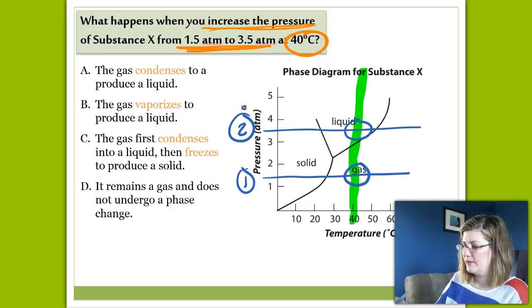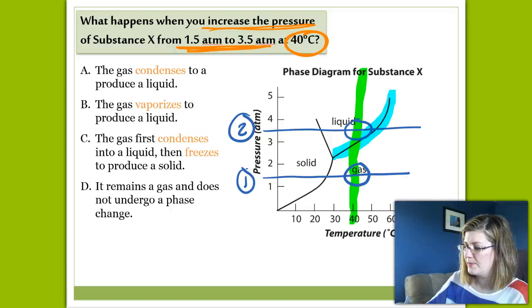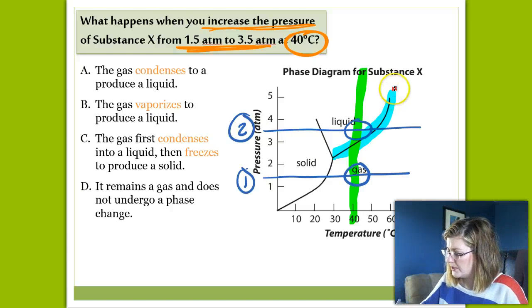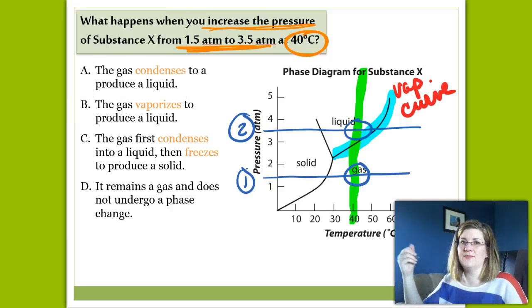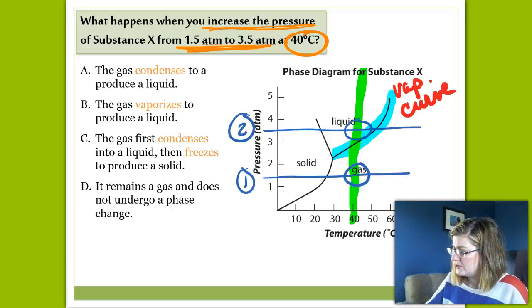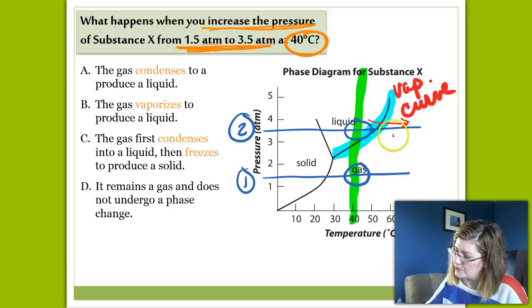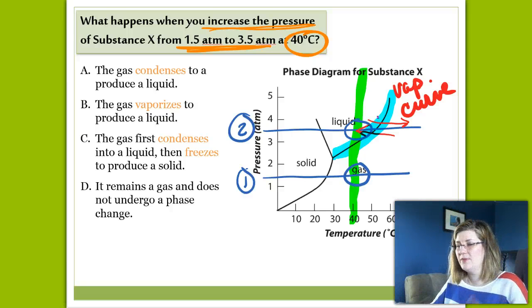Let's see. First of all, this right here is called our vaporization curve. Don't forget your terminology. Vaporization curve. That does not mean that the only thing that happens there is vaporizing. Vaporizing is evaporating. This curve tells us that we can evaporate if we go from liquid to gas, but we can also cross it from a gas to liquid to condense the substance. So it's vaporization and condensation.